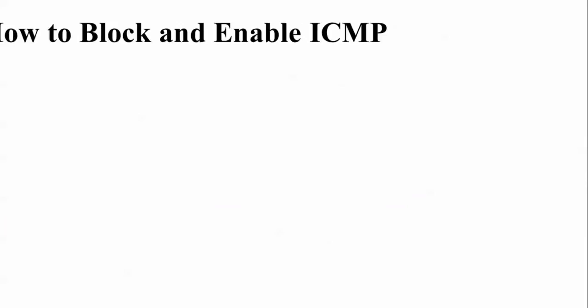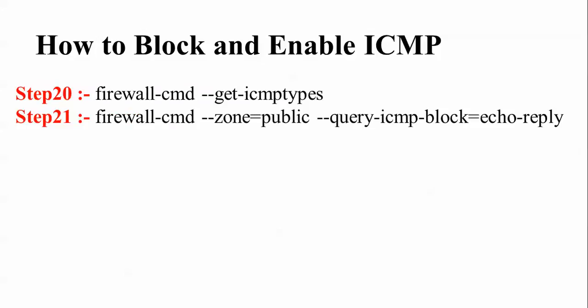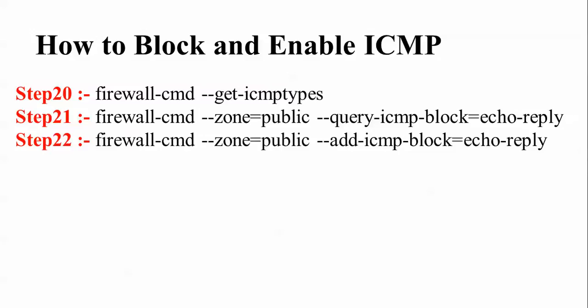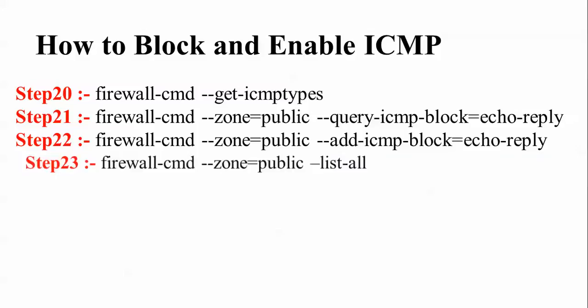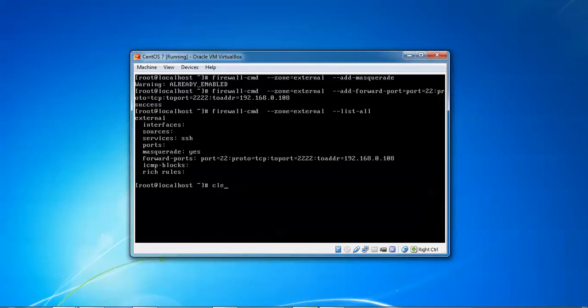So how to block and enable ICMP packets, Internet Control Message Protocol. To block this one, we are using this. First of all, get the types, how many ICMP types there are, then we query the ICMP blocks, echo reply, then I'm going to add this ICMP block echo packet, and then we'll see the list of all these ICMP packets.